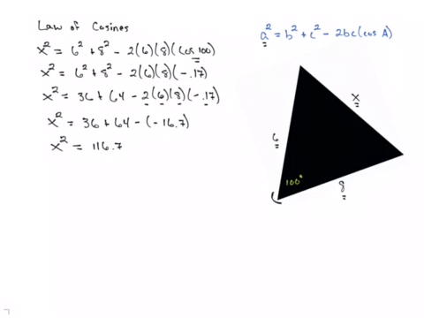The next thing that I need to do is actually solve for my x. I need to get rid of the squared that's there. I will take the square root of both sides in order to accomplish this. The square root of x squared is just x. And the square root of 116.7 is 10.8. And that's all there is to it.